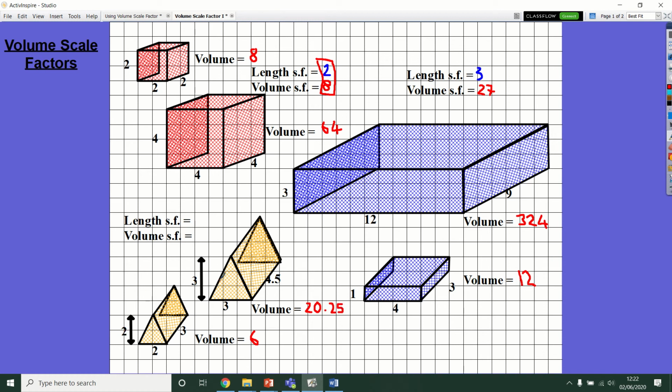Okay, the length scale factor, well, 2s have become 3s, and this 3 has become 4.5. I think that's 1.5 times as big, so I'm going to put 1.5. Okay, and then if we divide these volumes, you can get the scale factor between the volumes. So I'm going to divide my 20.25 by 6, and that's 3.375.